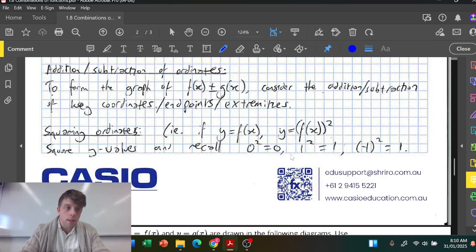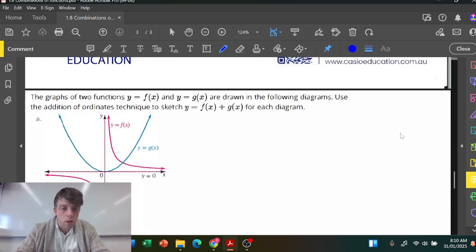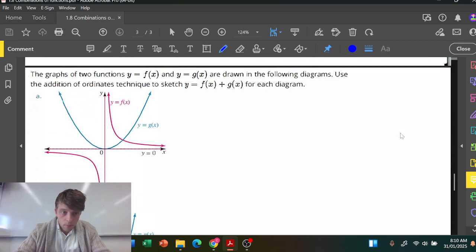All right, so we move on down to the next part here. So this is what we were talking about, addition, subtraction of ordinates. Consider the endpoints, the extremities, etc. If we're squaring ordinates, we can remember our squaring facts, like 0 squared is equal to 0, negative 1 squared is equal to 1, etc. All right, so continuing down, let's do a few more quick examples and then we can move on. So looking at some graphs, we're going to apply this addition of ordinates method. This technique, again, we just look at the extremities.